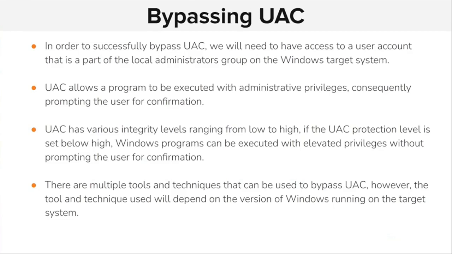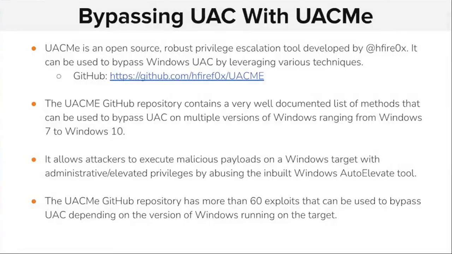Now, there are many tools and techniques that can be used to bypass UAC. However, the tool and technique that you will use will depend on the version of Windows running on the target system and its UAC configuration. Now, I'm not going to be covering Privesc via Metasploit modules around bypassing UAC, because that was covered in the eJPT courses. But more importantly, because UACMe is pretty much the de facto standard when it comes to bypassing UAC on Windows for privilege escalation.